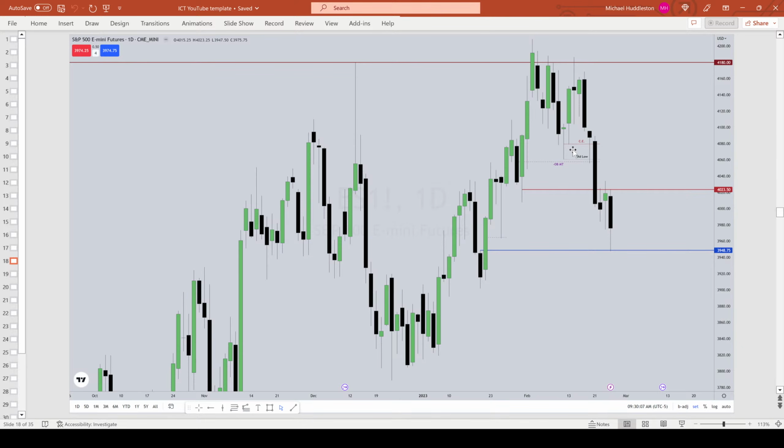And then you have the old low, and then the consequent encroachment of this midpoint of this gap here, okay? And we're going to break this down and teach you something really cool.